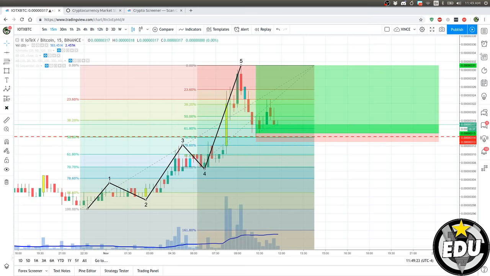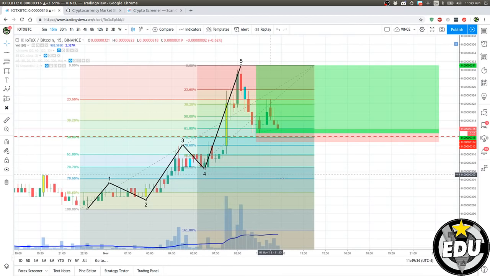So I'm looking for divergence on the lower time frames, or at least at this point I would be. On that first bounce, you probably won't see divergence. It's just going to happen, because people have their orders in already.